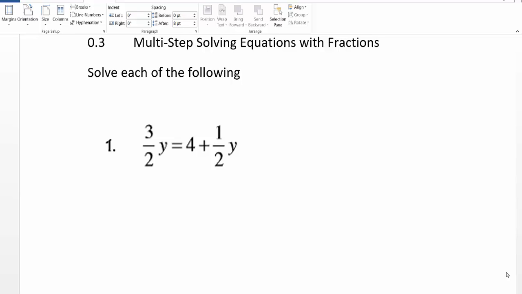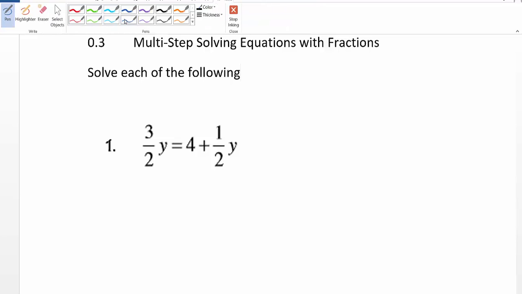Here we are at example 1 from our 0.3 set of notes. We're asked to solve the following, and we notice that we have an equation here where we have our two different sides, and we're trying to figure out what is our y value. Now, in order to do this, we see that we have a bunch of different fractions here.